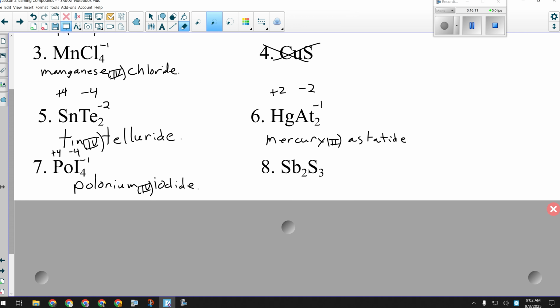Okay. Sb. That's a weird one. Antimony. Okay. And sulfide. What's always the charge on sulfur? -2. Okay. And there are 3 sulfurs. -2 times 3 is -6. So I need to get 6 positives from 2 antimonies. 6 divided by 2 is +3. 1, 2, 3. Everybody okay with how those work?